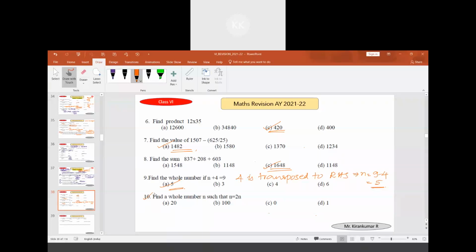Tenth one. Question 10. N is equal to 1 n. It will be option C. It's clear. 0. Option C.